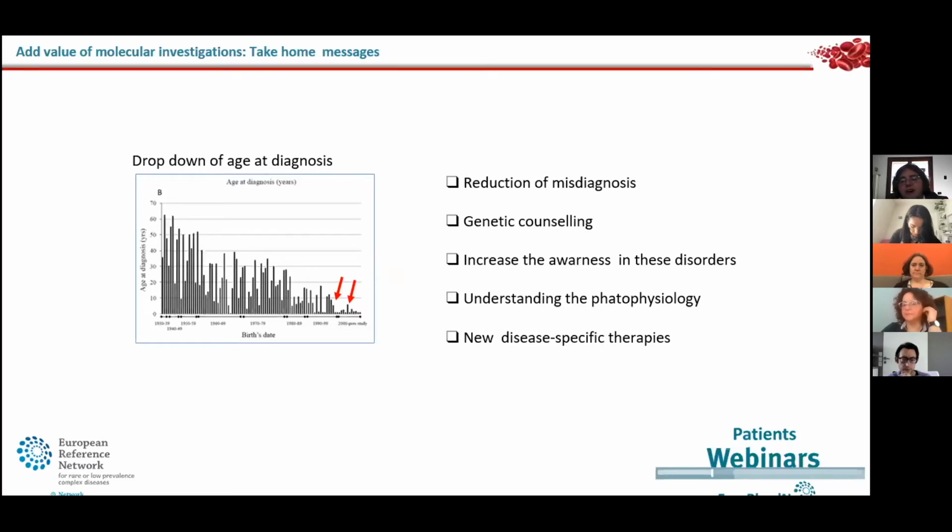Which is also an advantage. We reduce misdiagnosis. This allows genetic counseling, and of course increases awareness of this disorder and its pathophysiology, but also a precise diagnosis allows access to new disease-specific therapies.